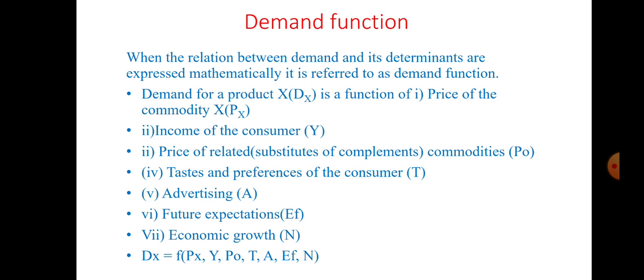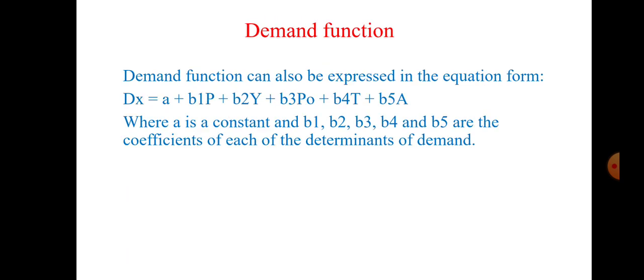The demand function can also be expressed in equation form as Dx = a + b1Px + b2Y + b3Po + b4T + b5A, where a is a constant and b1, b2, b3, b4 and b5 are the coefficients of each of the determinants of demand. So all five or six determinants we will be considering. This is the mathematical representation of a demand function.